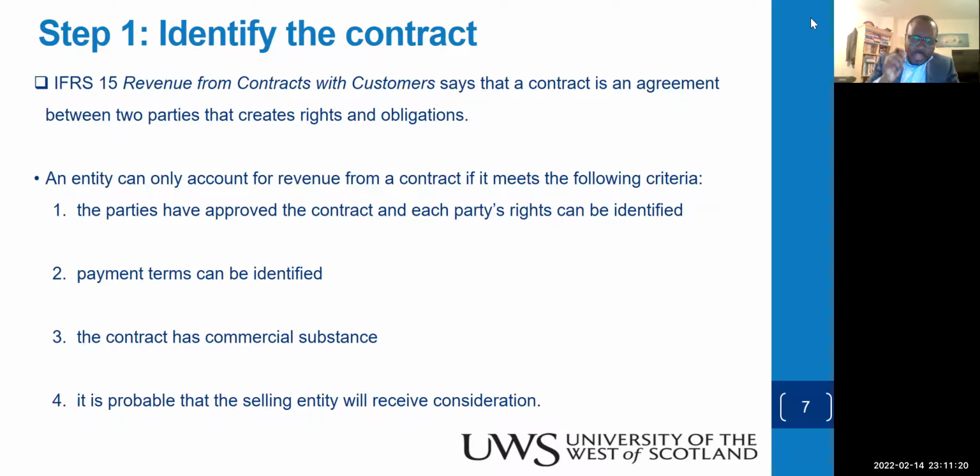Okay. And then also finally, it should be probable that the selling entity will receive some consideration. It's not for free. It's not for a thank you. I produce and give it to you and you tell me thank you. No. You've got to pay something. So I'm expecting something to take from you.